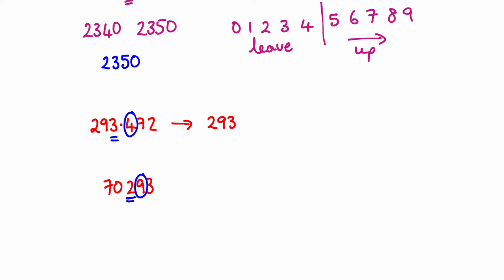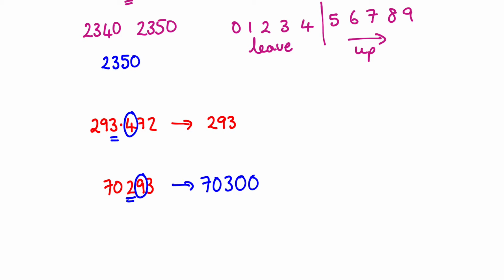So we get 703. But we must remember that this 2 that we've rounded to a 3, that stood for 200, so that's got to stand for 300. Okay, the only way to make that happen is to stick the extra zeros on the end. Okay, so 70,300 is an approximation for 70,293.